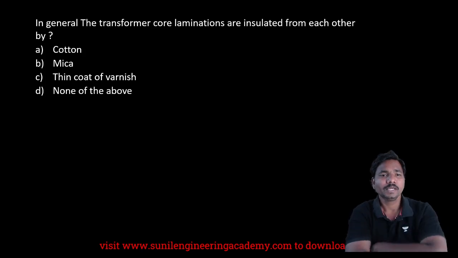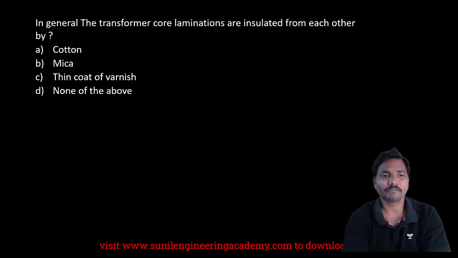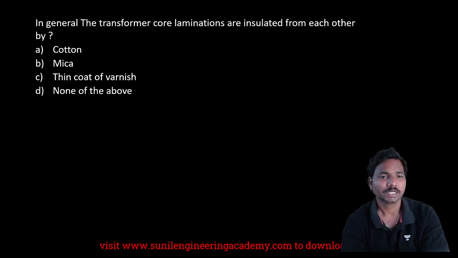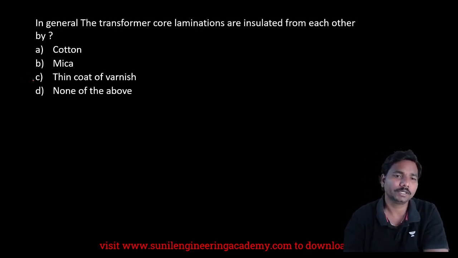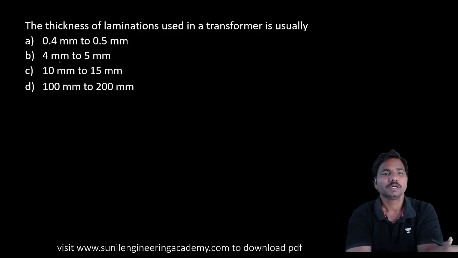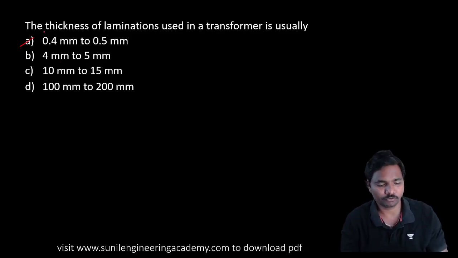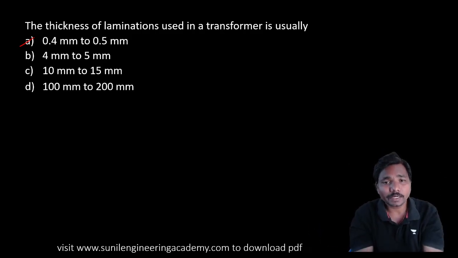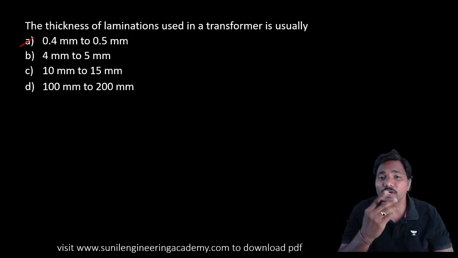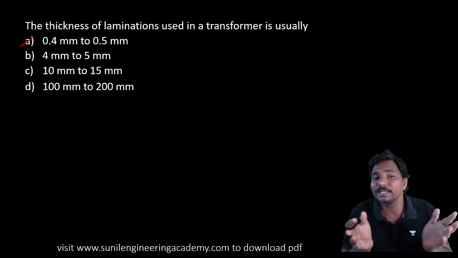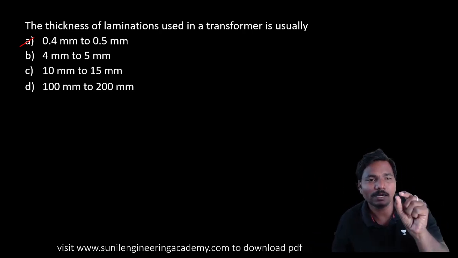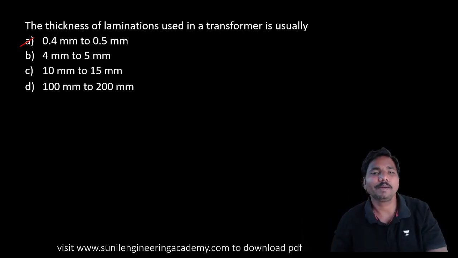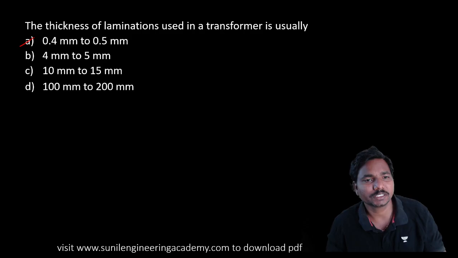In general, the transformer core laminations are insulated from each other by which: cotton, mica, a thin coat of varnish, or none of the above? Generally we use a thin coat of varnish. The thickness of laminations used in a transformer is generally 0.4 mm to 0.5 mm. If you go thinner, eddy current losses will decrease further. But what is the problem? Manufacturing cost will increase. If you want very thin laminated cores, the cost is also very high.